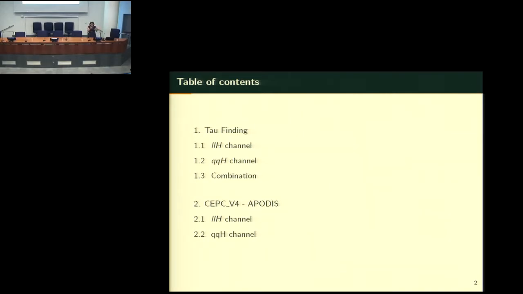At first I will try to present what I have done in the tau finding in CEPC for different channels, and then there will be a comparison between the CEPC V1 and the new detector and at different center of mass energy.